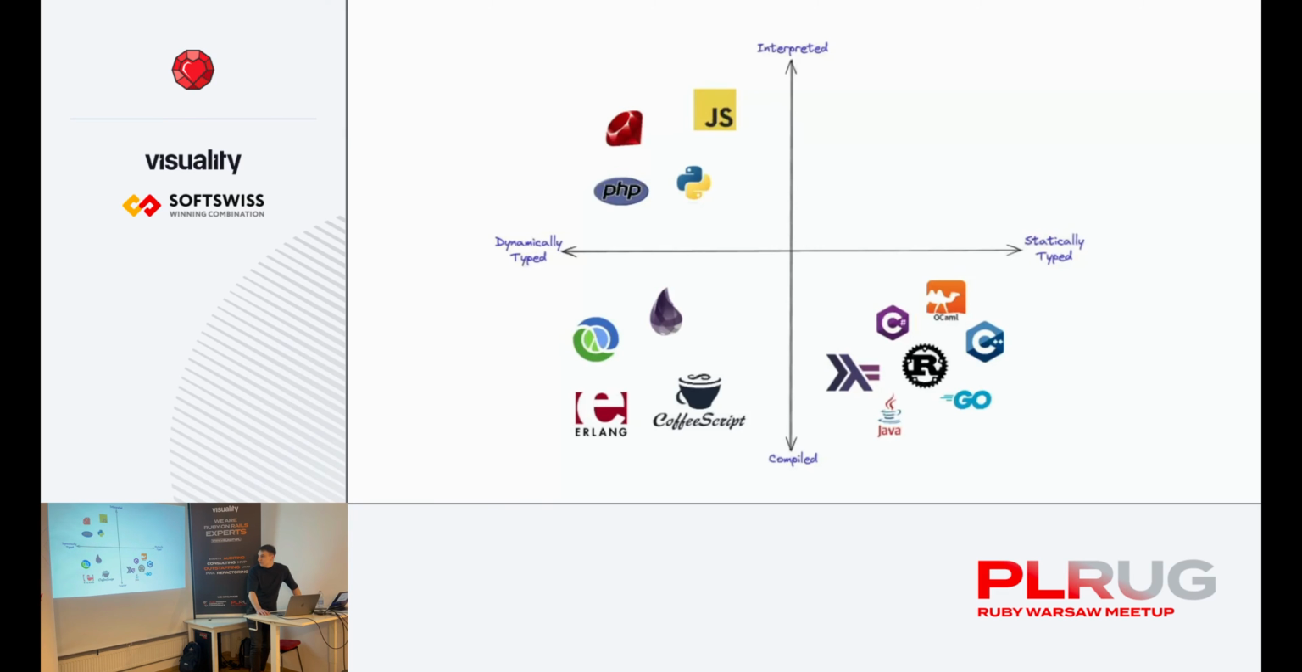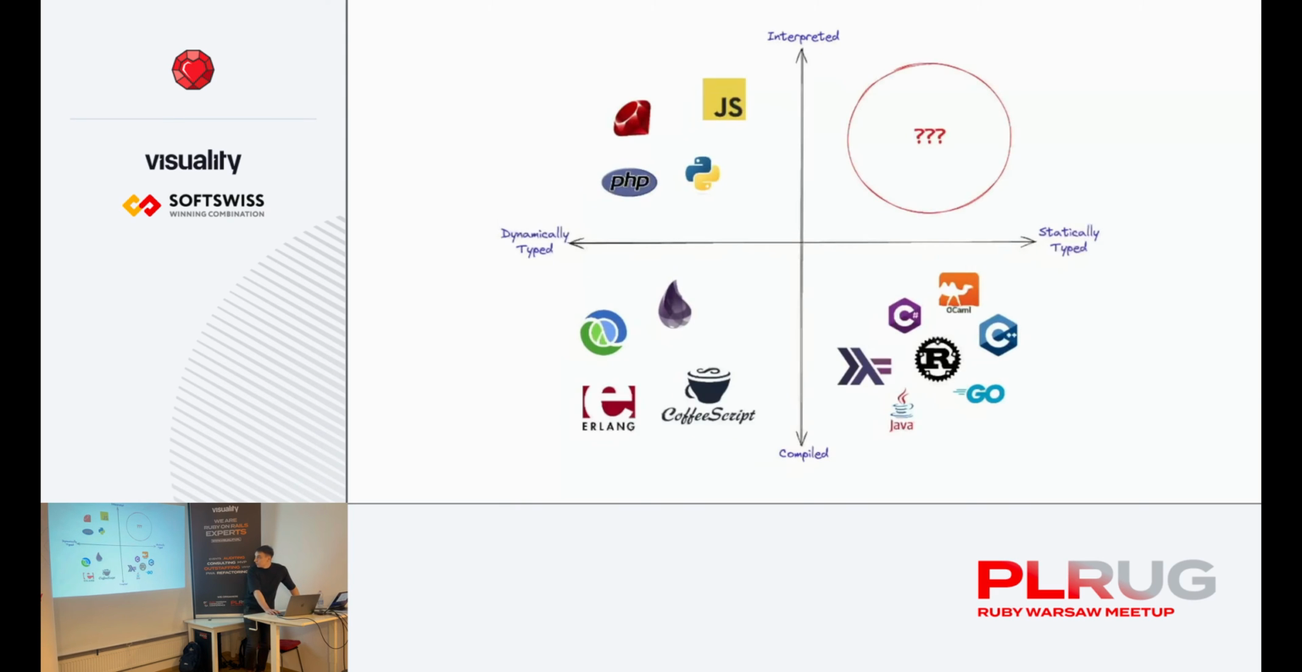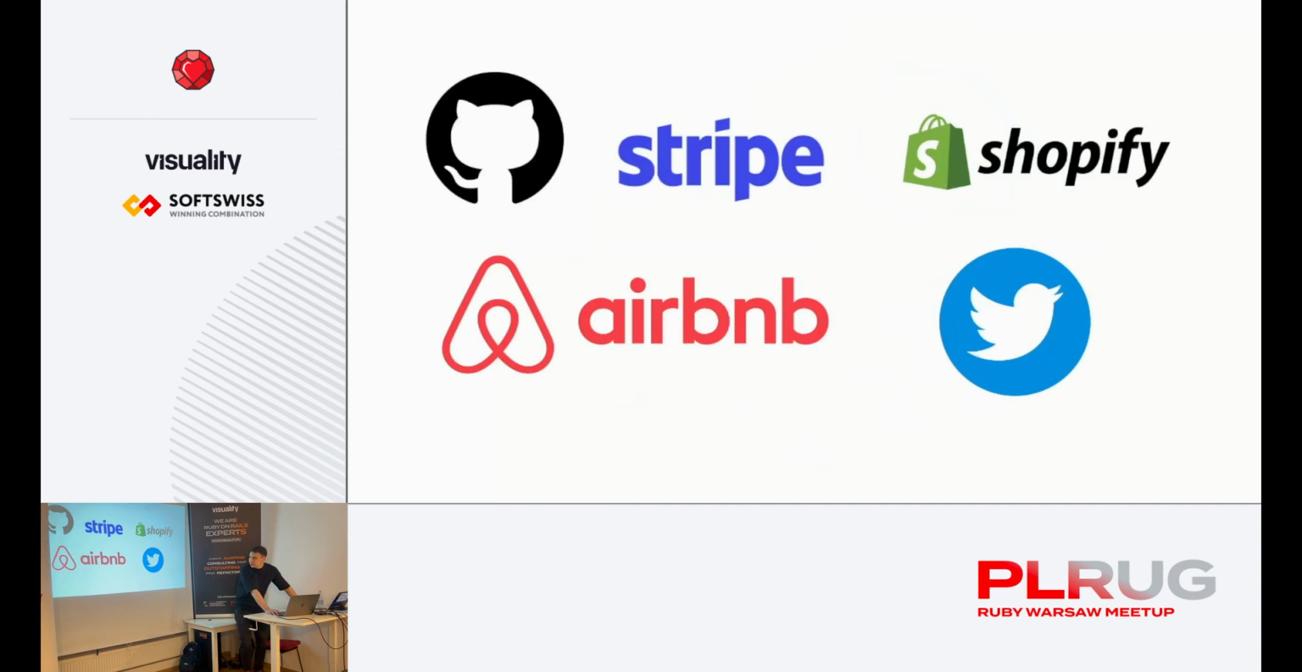For example, Ruby is interpreted and dynamically typed, whereas Rust and Go are statically typed and compiled. However, Elixir is compiled, but it's dynamically typed. So there is some transformation, but in Elixir you can get a runtime error about some type mismatch. And we as Ruby developers are mostly interested in the top right corner. If it was only possible to somehow make our Ruby applications typed, and there is a solution for that.